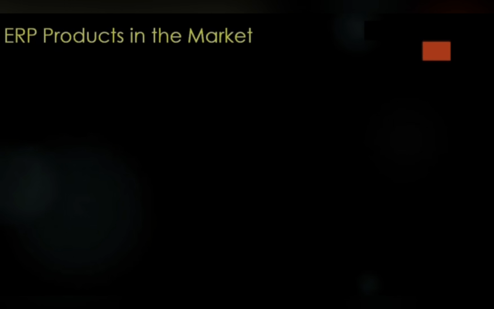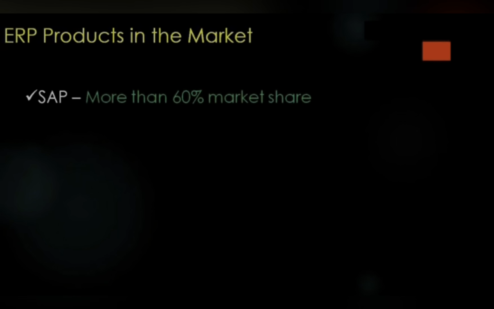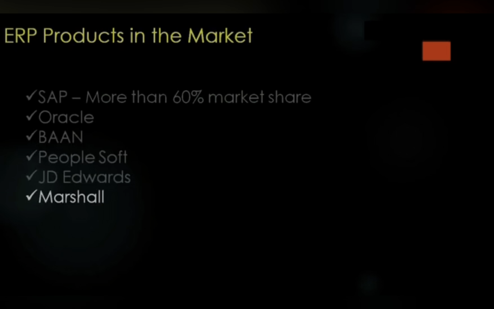Now, ERP products in the market. There are a couple of ERP products in the market, and number one is SAP, which has the highest share in the market, and at the moment more than 60% market share is owned by SAP in the ERP software. And there are some other small software, for example, Oracle, BAN, PeopleSoft, JD Edwards, Marshall, and some others.